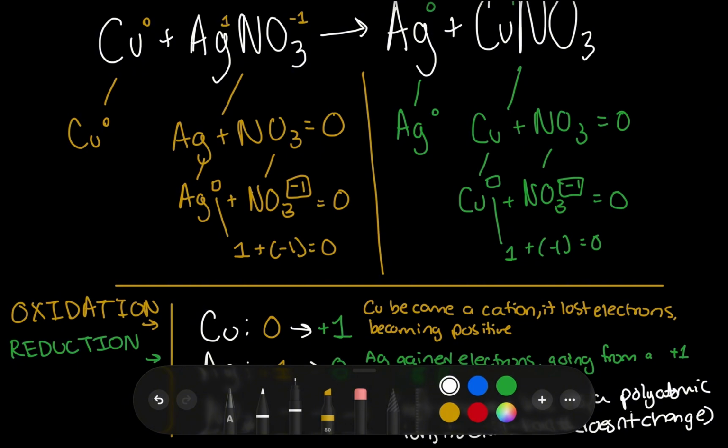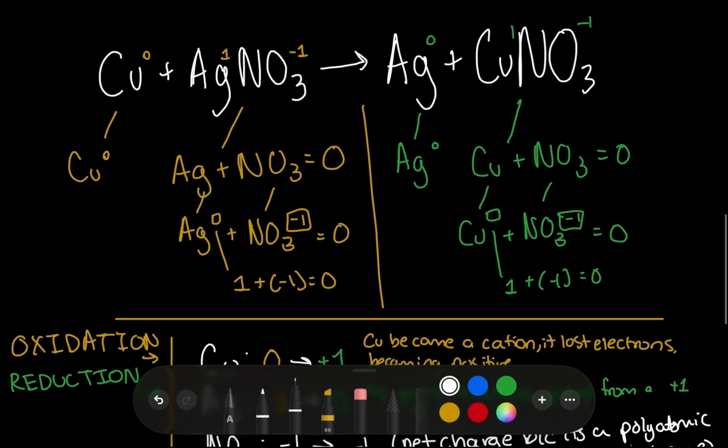Now what's happening here is clearly a single replacement reaction. Why? Because we see that copper, which was initially by itself, now replaced Ag, basically kicked it out, and it's now bonded with nitrate. Here on its own, with silver nitrate, we have an ionic compound. However, when we add copper into it, copper ends up taking silver's place and forming a new ionic compound with nitrate.